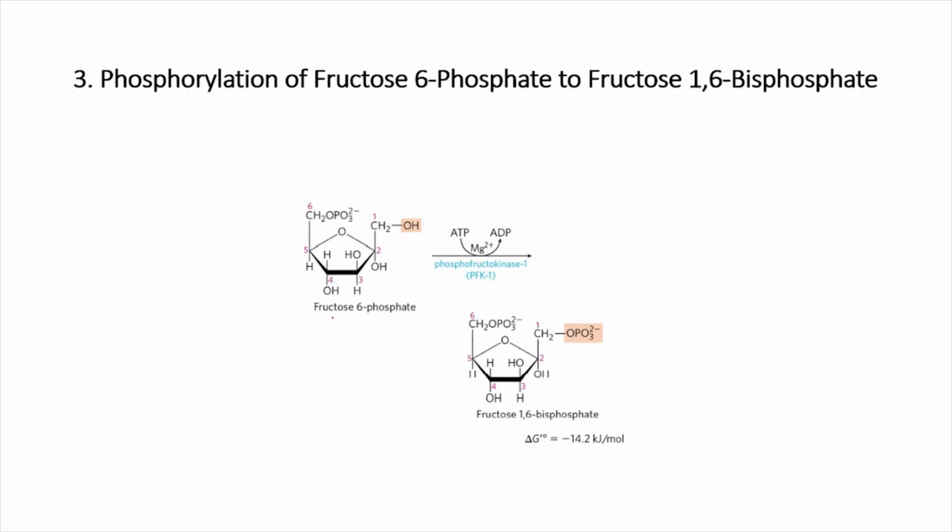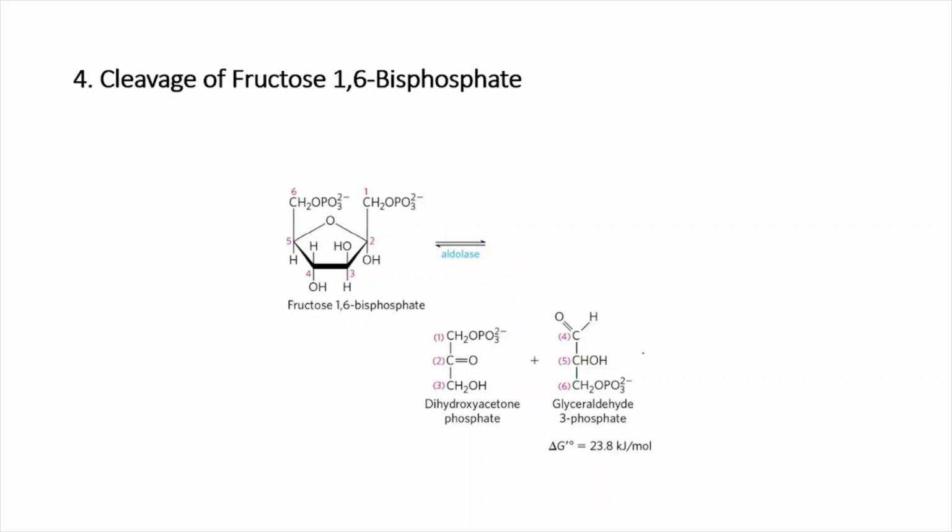Fructose 6-phosphate reacts with ATP, where the gamma phosphoryl group of ATP is transferred to carbon number 1, in the presence of the enzyme phosphofructokinase 1 (PFK1), and fructose 6-phosphate as a result is converted into fructose 1,6-bisphosphate. If you notice, fructose 1,6-bisphosphate has two phosphoryl groups, one at carbon number 1 and the other at carbon number 6.